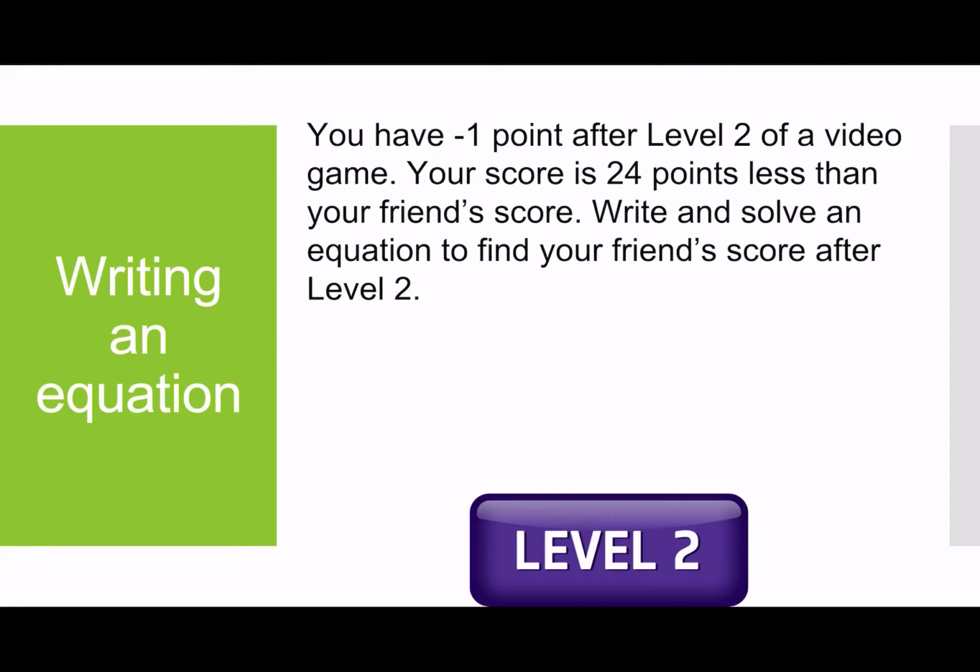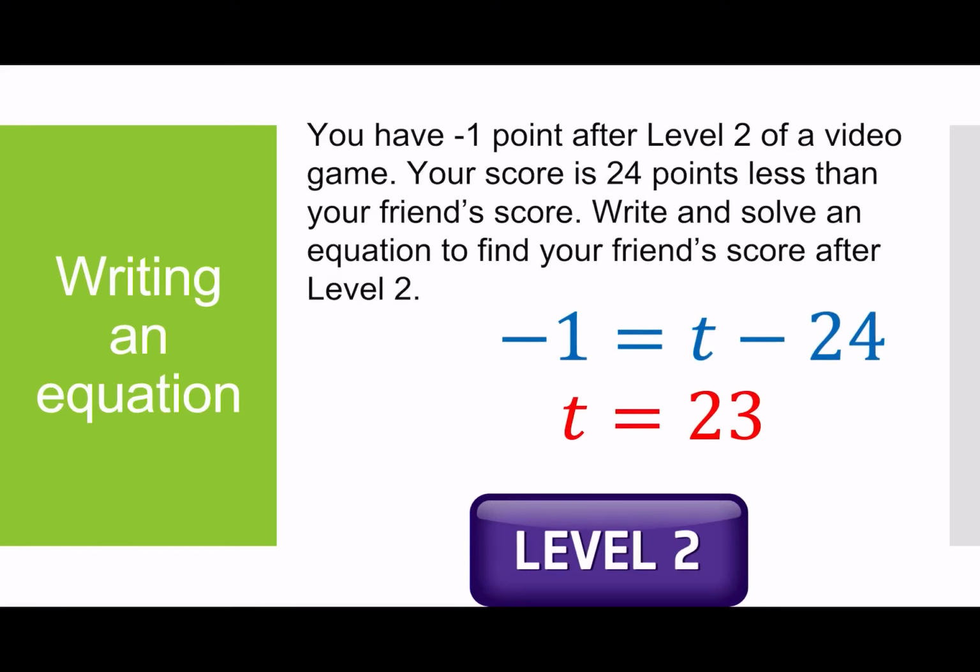You have negative 1 point after level 2 of a video game. Your score is 24 points less than your friend's score. Write and solve an equation to find your friend's score after level 2. So to write this, we would say negative 1 equals my friend, I guess, T, subtract 24. So again, I want to add 24 to both sides. And so positive 24 subtract 1 would be 23. So my T would equal 23.